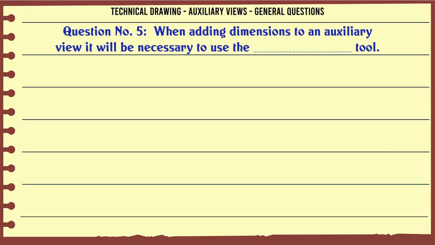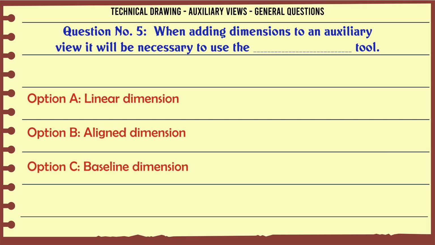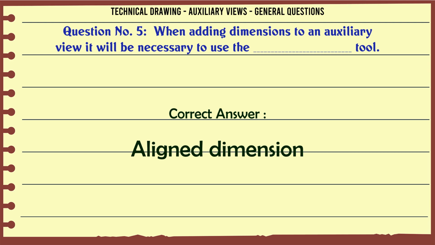When adding dimensions to an auxiliary view, it will be necessary to use the tool A. Linear dimension. B. Aligned dimension. C. Baseline dimension. D. Angle dimension. The correct answer is aligned dimension.